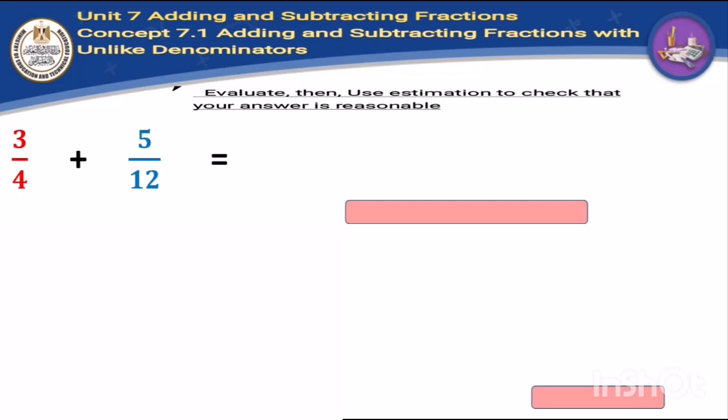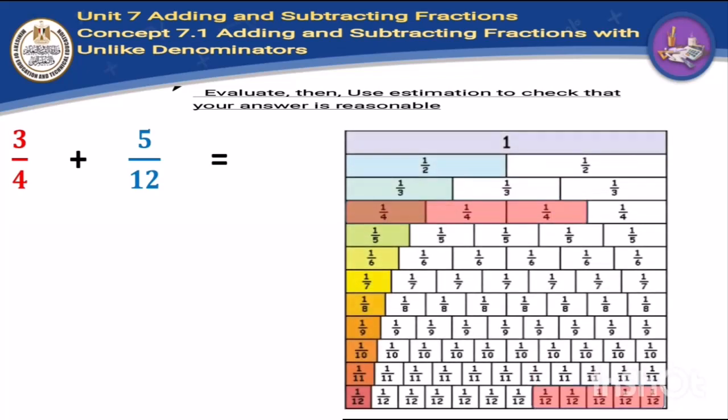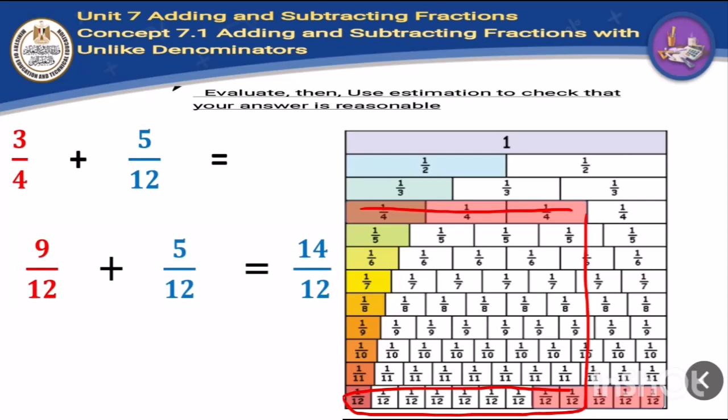First step, I will use the fraction wall to find the common denominator. Okay, I have 3 fourths here. 3 fourths equals how many twelfths? Let's see together. 9 over 12, excellent. 9 over 12 plus 5 over 12 equals 14 over 12.